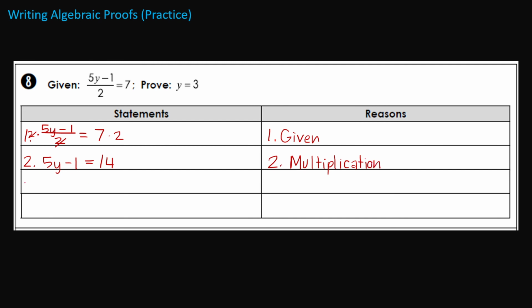Now my next step, the next thing I need to do to solve this equation, we know we need to add 1 to both sides. And I'm not going to show that step just to keep the proof looking kind of neat. So I add 1 to both sides. This eliminates the negative 1. I'm left with 5y on my left side. And that's equal to 14 plus 1, which is 15. And so my reason is I added 1 to both sides. That is using the addition property of equality.